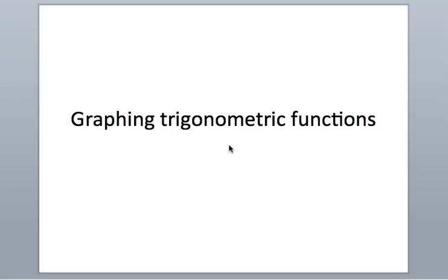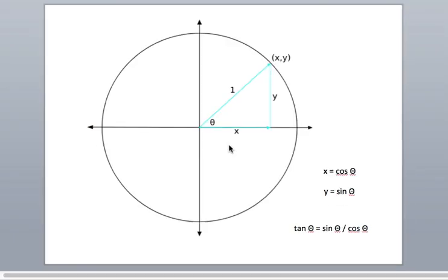In this video, we're going to look at graphing our trig functions. We're going to do this with the knowledge that we have already on our unit circle.